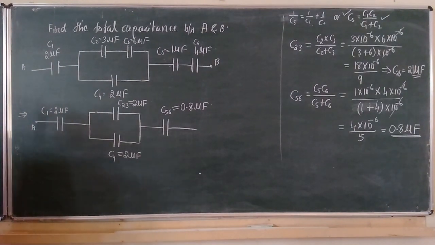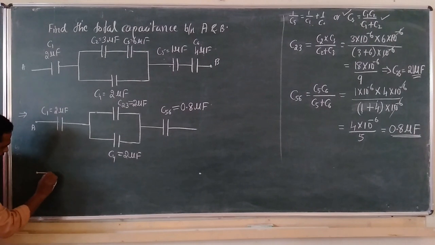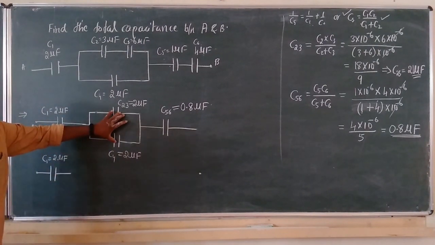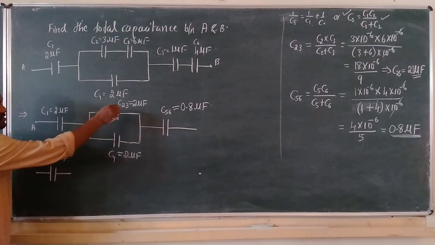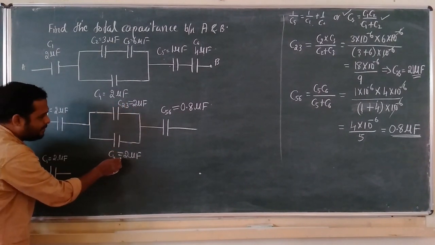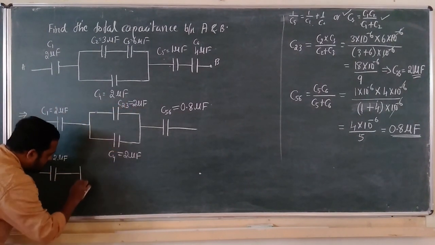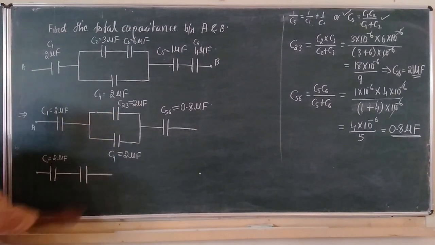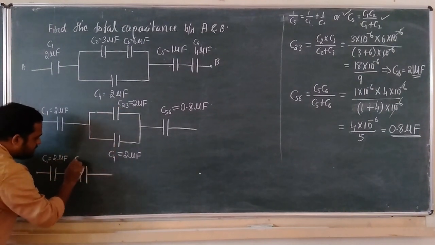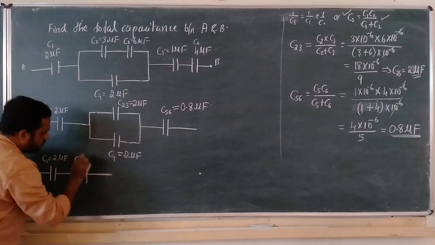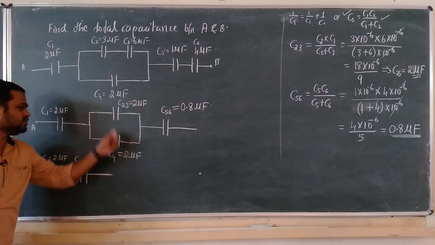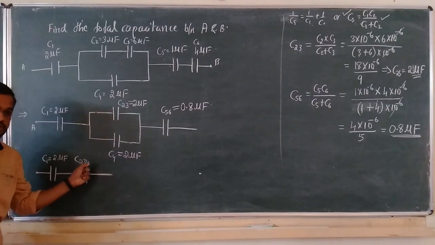Yes, next, let us move on to the next step. Point A, first capacitor, that is C1 is equal to 2 microfarad, no change, keep it as it is. Now we can reduce this branch or this part of the circuit. Now C23 and C4 are in parallel. So we can calculate the effective value of this parallel combination. I'll write it as C234, the effective capacitance of C23 and C4.